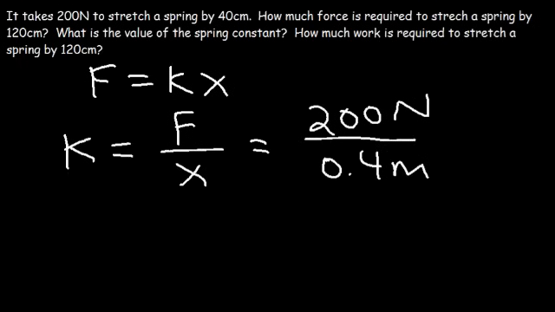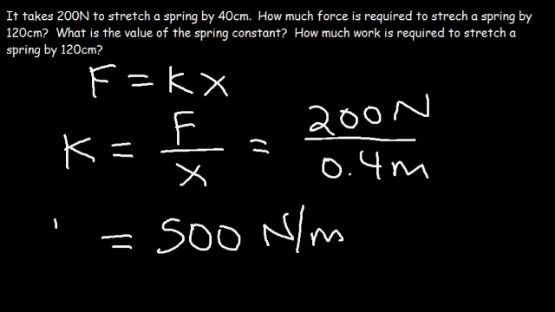200 divided by 0.4 is equal to 500. So the spring constant is 500 newtons per meter. So to stretch the spring by a distance of 1 meter requires a force of 500 newtons.